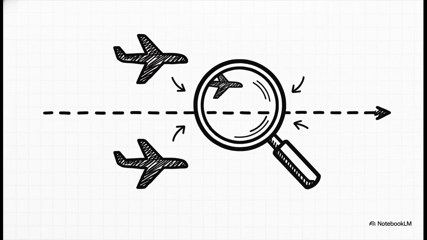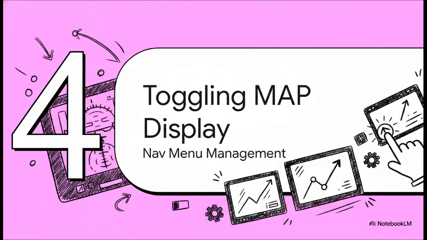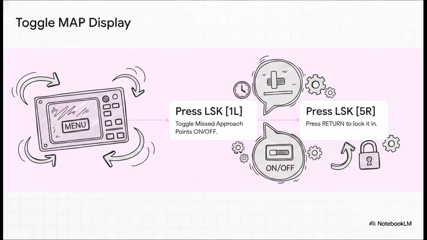Altitude alignment just isn't guaranteed at the exact moment of activation, which dictates how the system behaves next. Section 4. Toggling the map display. Managing your nav menu page. All right, how do we actually pull this data up on the screens? Just follow this linear, chronologically strict progression to bring up and secure the nav menu page in your Q400.